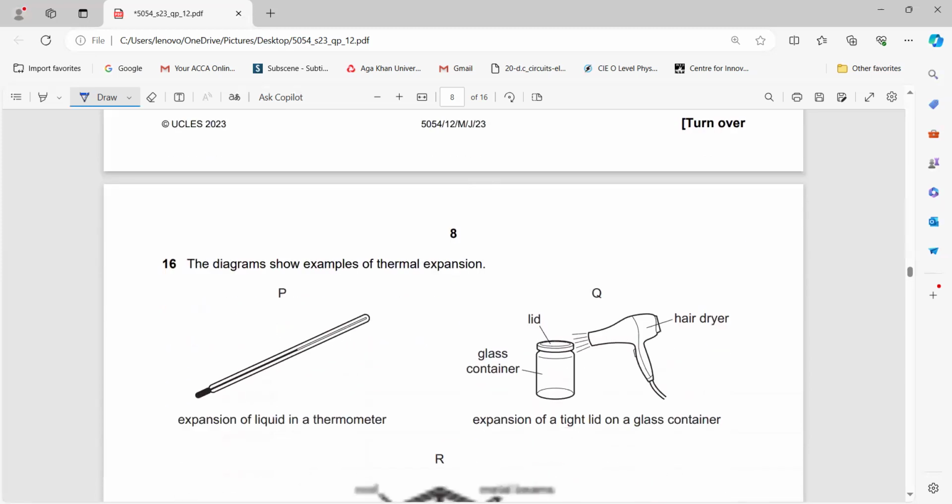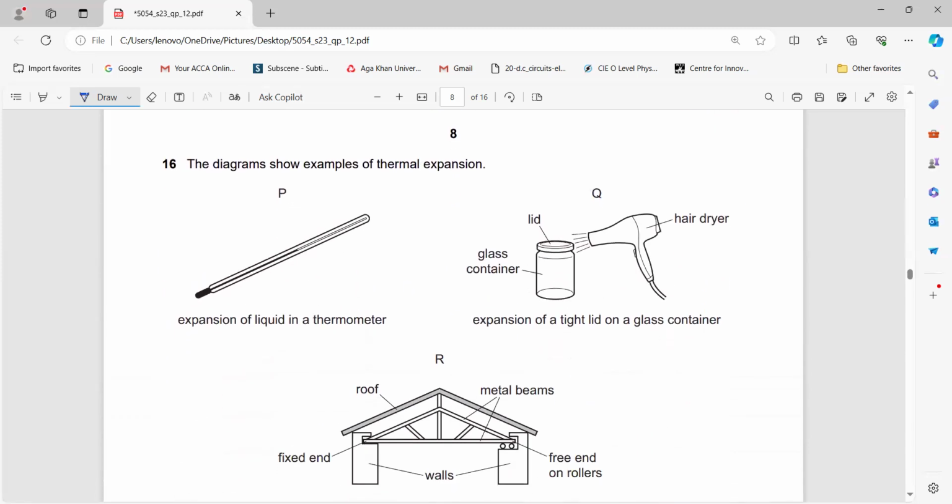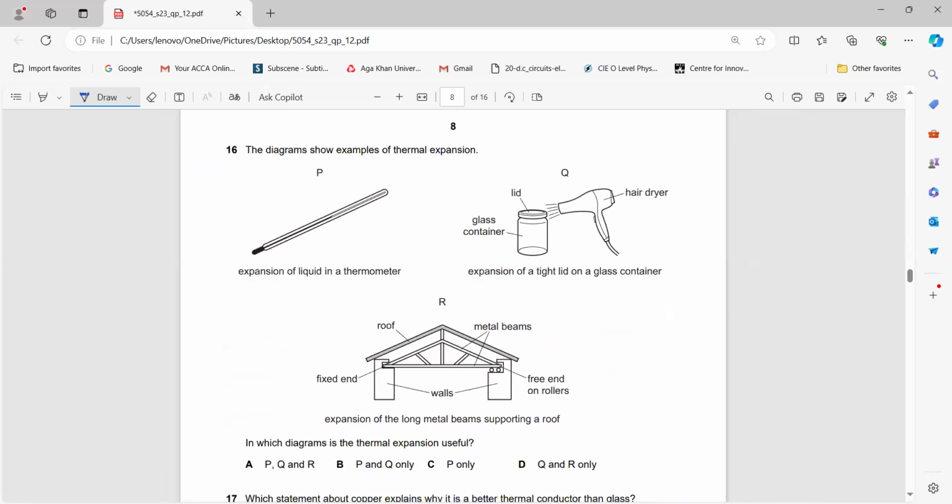Understood? It says the diagram shows examples of thermal expansion: expansion in liquid thermometers, and expansion of a tight lid on a glass container, and beams, right? In which diagrams is thermal expansion useful? So it is useful in P, definitely. It is useful in Q because if the lid is very tight, you can use a hair dryer, it's going to blow out warm air and the lid expands and we can screw it open, right?